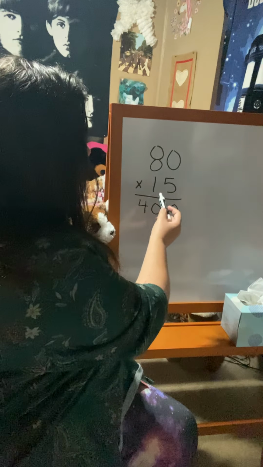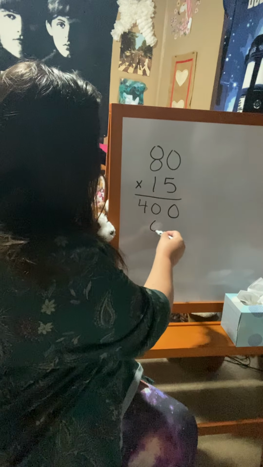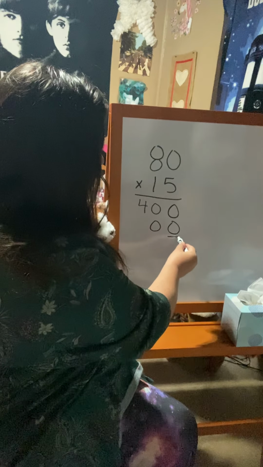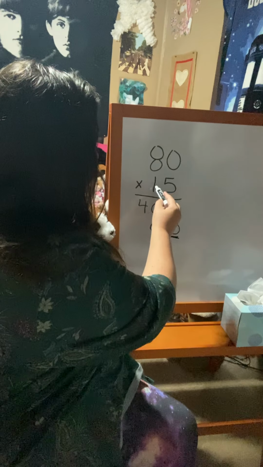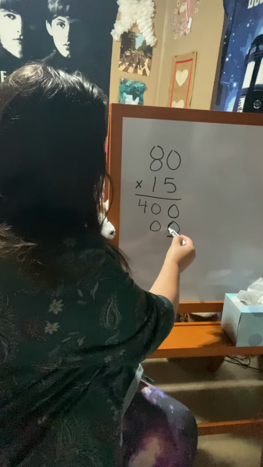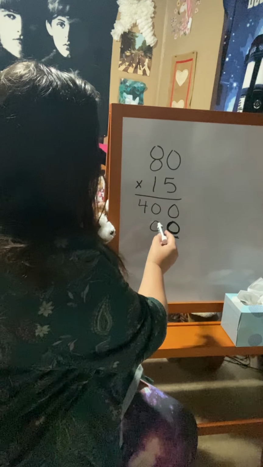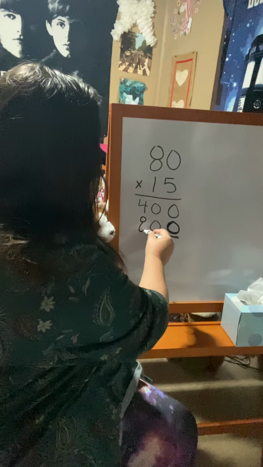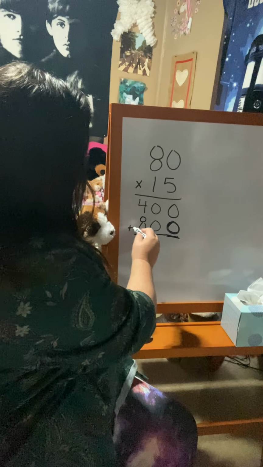Then we do the tens column. What is 1 times 0? 0. Remember to put your placeholder value right there. That's just an extra 0 that you put in there because this is the tens column, not the ones column. So you need a 0 right there. So 1 times 0 is 0, and 1 times 8 is 8. So you have 400 plus 800.